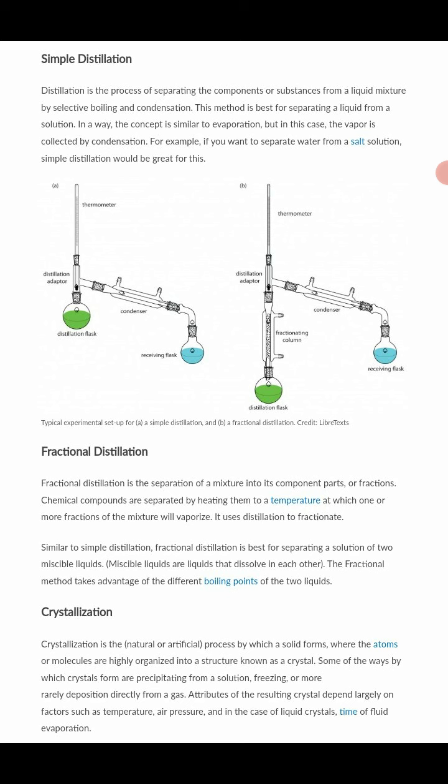Next, crystallization. Crystallization is the natural or artificial process by which a solid forms, where the atoms or molecules are highly organized into a structure known as a crystal, the formation of crystal. Some of the ways by which crystals form are precipitating from a solution, freezing, or more rarely deposition directly from a gas. Attributes of the resulting crystal largely depend on factors such as temperature, air pressure, and in the case of liquid crystals, time of fluid evaporation. So crystallization is just a separation technique in which at the later end, crystals are formed.